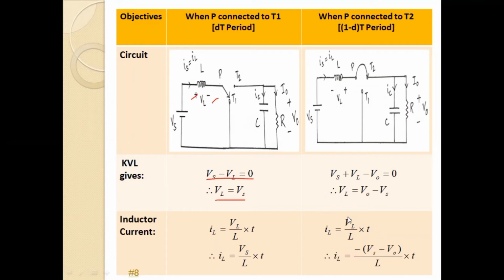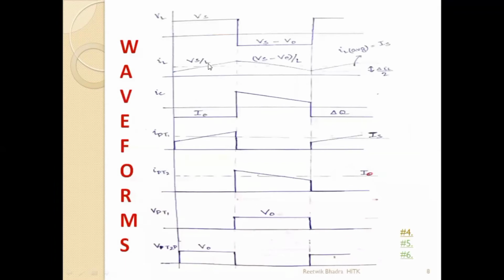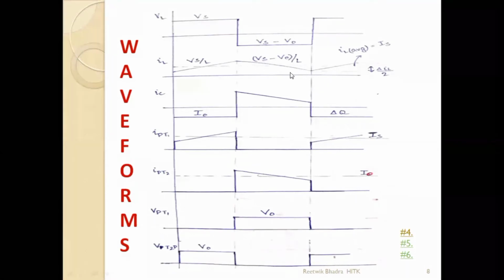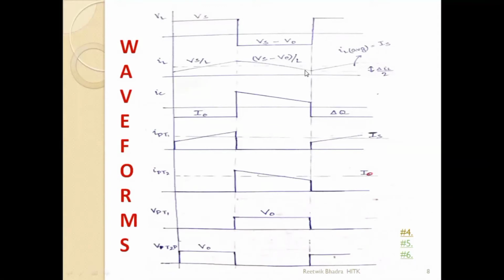Second case, IL is equal to VL by L into T. So now VL is minus of this. Okay, sorry, minus of this. This should be V naught minus Vs. Minus of this value, so minus of this, this should be plus over here. So minus of V naught minus Vs into T. And that should be represented in the figure. So I'll go to that. See, this is a negative value, so it will be a decreasing slope. So Vs minus V naught is a decreasing slope.